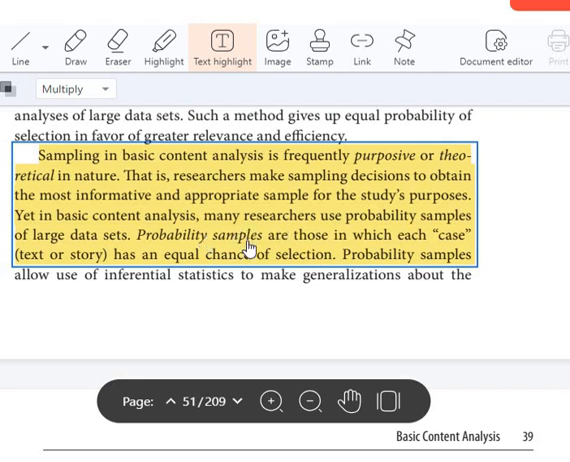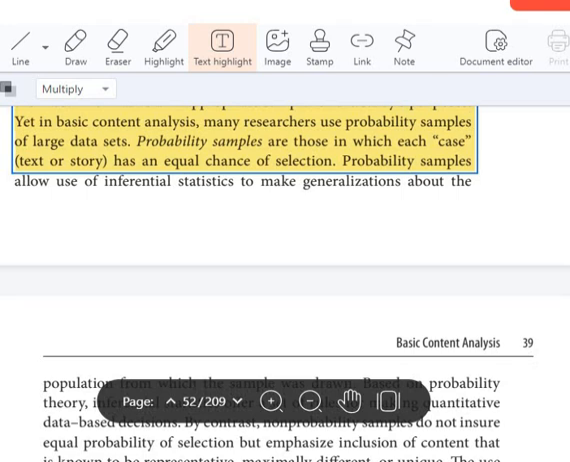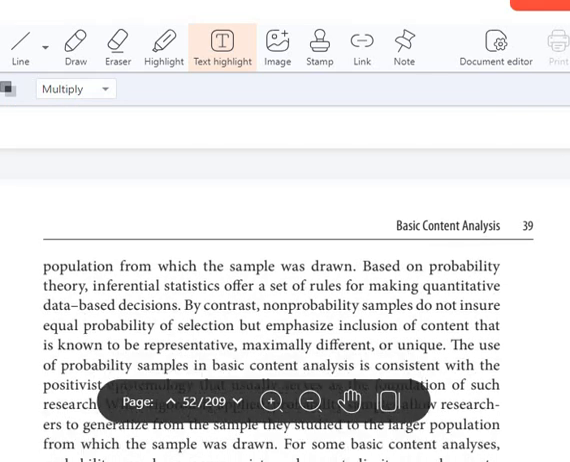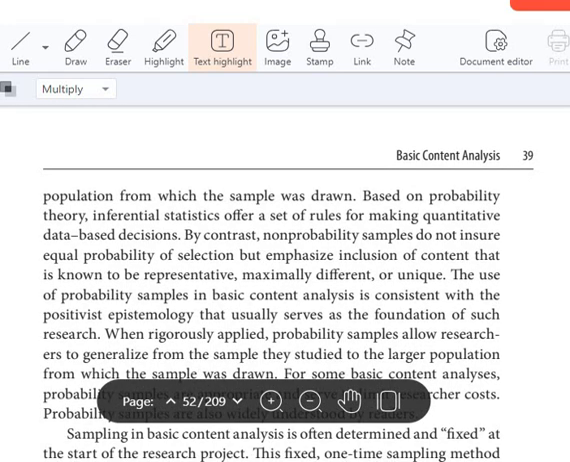Probability samples are so good since all participants have the same equal chances to be selected. Probability samples allow use of inferential statistics to make generalizations about the population from which the sample was drawn. So inferential statistics always depend on probability, because of the aim of generalizing the results of the study. Okay, so what is the purpose of your research if you don't want to generalize all your results?